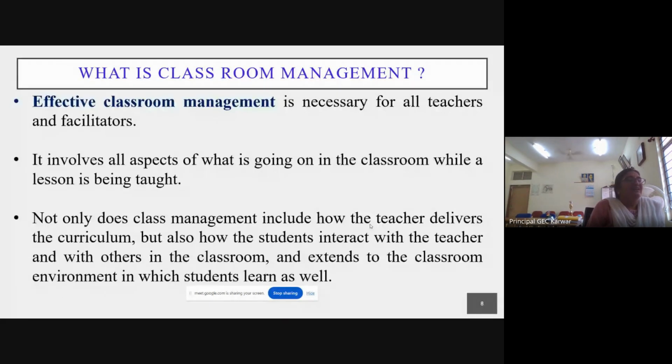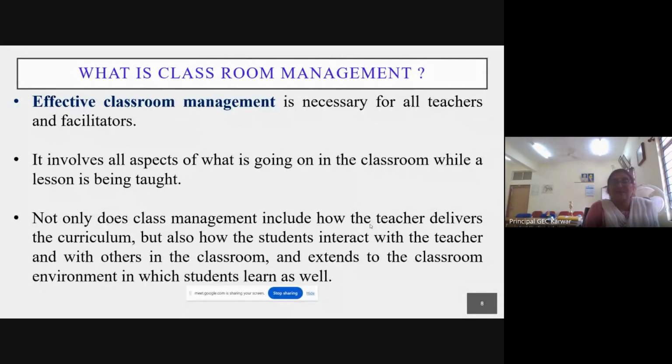So what do we need to do? How is effective classroom management possible? Effective classroom management is necessary for all teachers and facilitators. It involves all aspects of what is going on in the classroom while the lesson is being taught. That's what I have said. So the students may do such kinds of things.